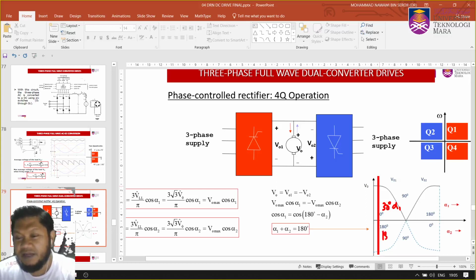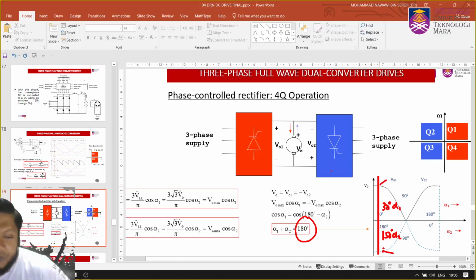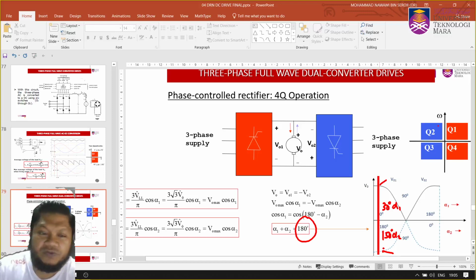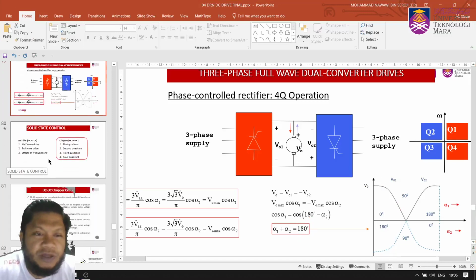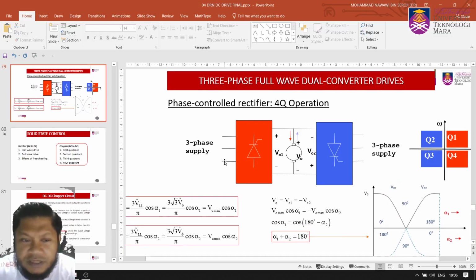So here you have 150 degree for alpha 2. Different angle, but if you add both together, we're going to have 180 degree. So in this case, we have a positive voltage here but for the other, V out is negative voltage, but if you look at the magnitude, it will be the same magnitude. So in that case, we have V out 1 operation. So again, Q1, Q4, Q2, Q3. Okay, that's for the three-phase AC controller.